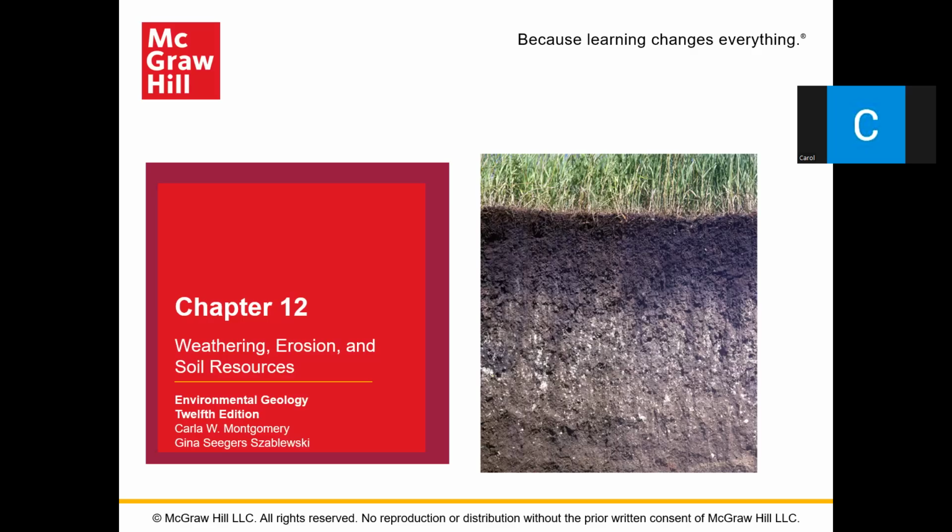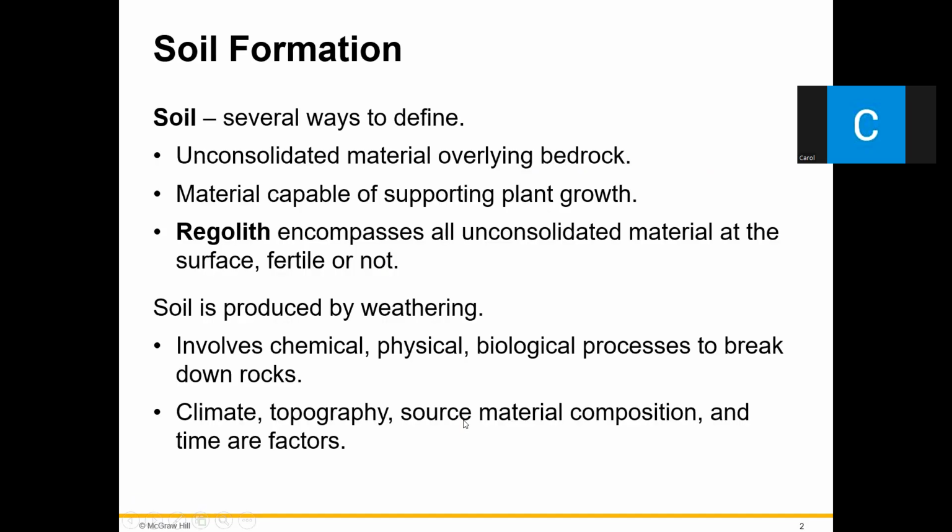Right, this is chapter 12 on weathering, erosion, and soil resources. So, soil is essentially rock that has been weathered down to very fine particles. But the difference between soil and alluvium is that soil contains a lot of organic matter and can support plant growth, whereas broken down rock like alluvium or beach sand really can't support plant growth.